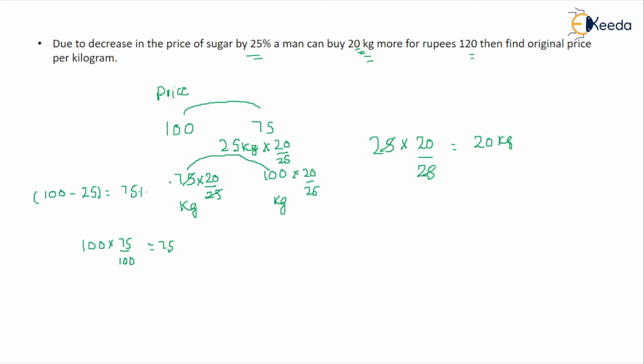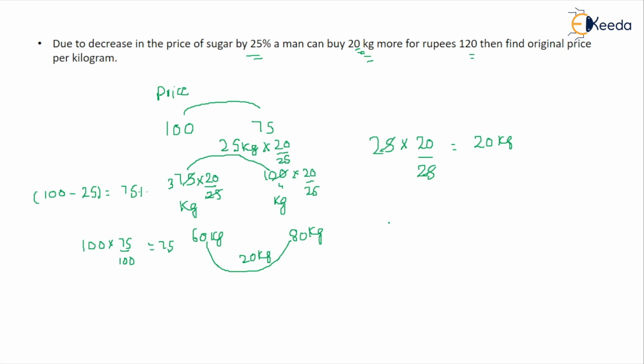This comes out to be 3 into 20, that is 60 kg. And this comes out to be 4 into 20, that is 80 kg. Right? Now the equation comes out to be correct. Earlier he used to buy 60 kg, and now he is buying 80 kg because of the fall of the price. Means 20 kg more he is buying. And for this 20 kg more, how much is he paying? 120 rupees. Right? Find the original price per kg.